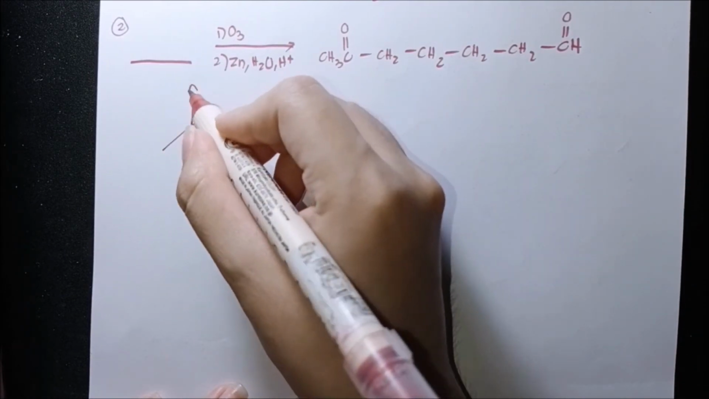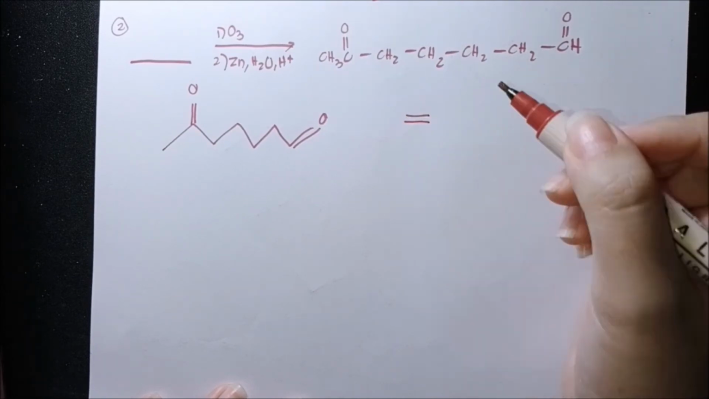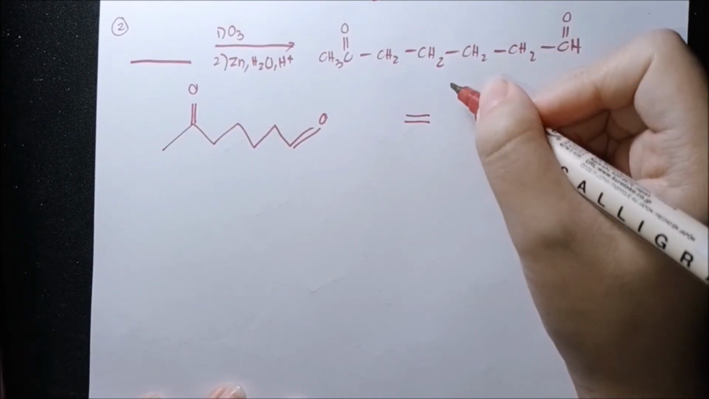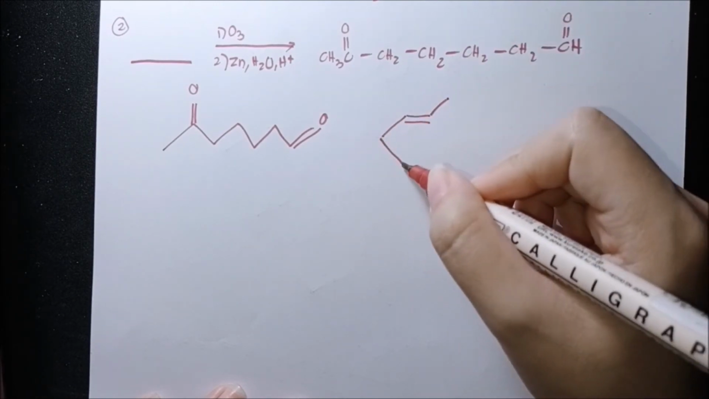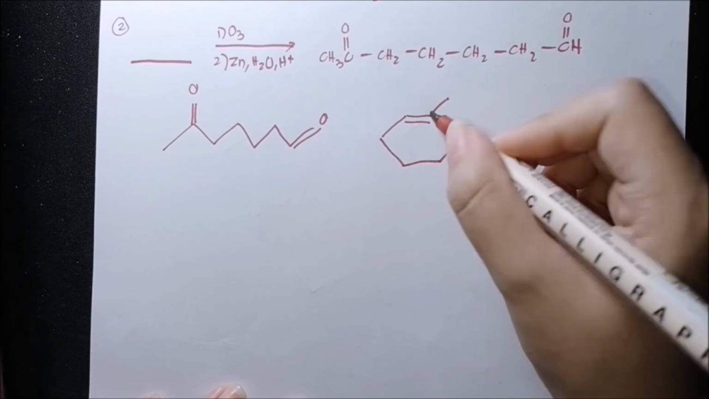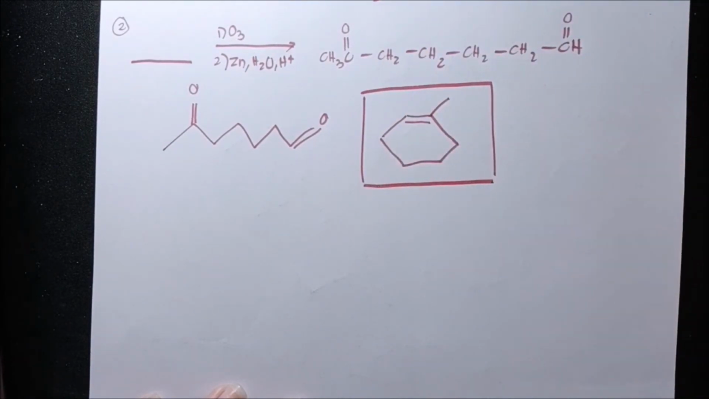And then we will first draw the double bond and copy the remaining alkyl group. And this one will go around and meet the other side of the double bond. And there you have it, you have the alkene, which is actually a cycloalkene.